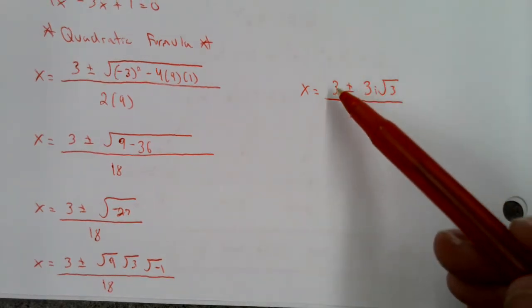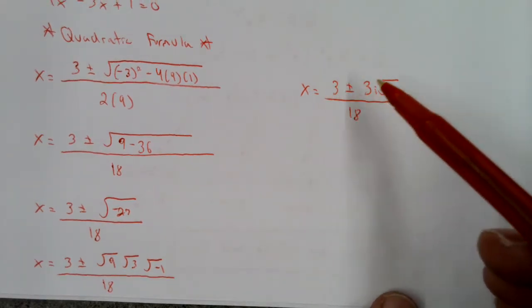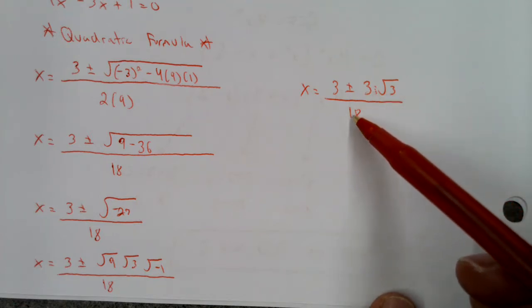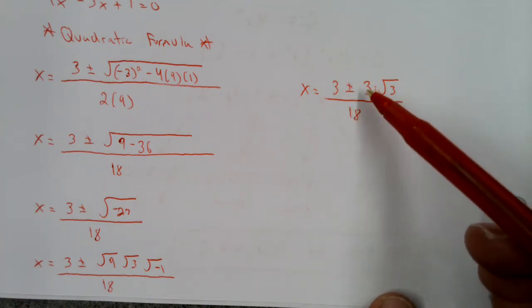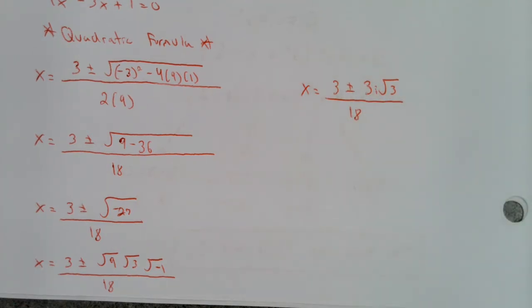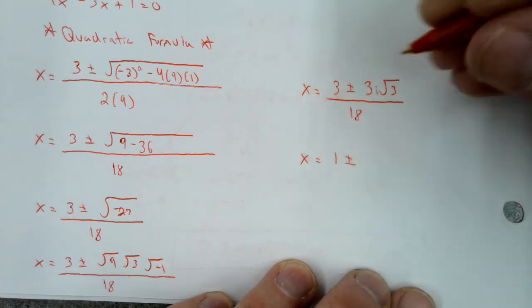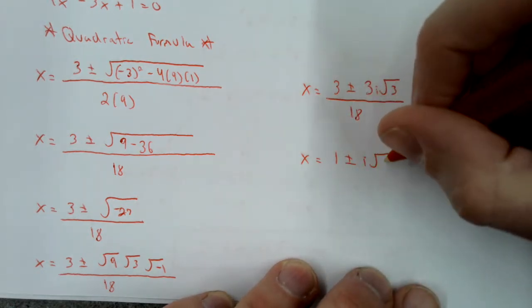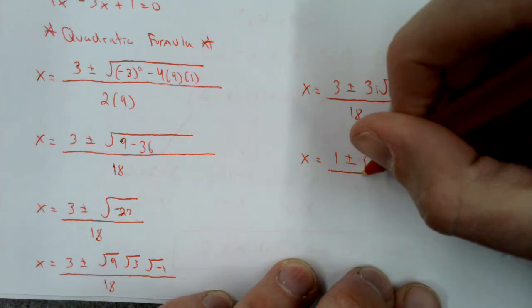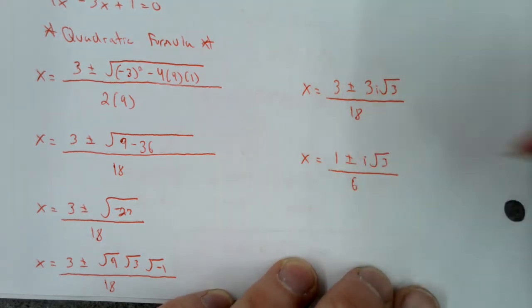And now if this number, and this number, if these three numbers all have something in common, then you divide by that number. So they all have a 3 in common, so you can divide by 3. So x equals 1 plus or minus i square root of 3, all divided by 6.